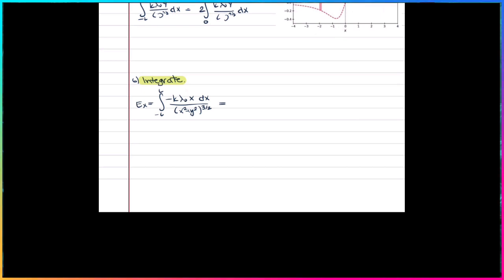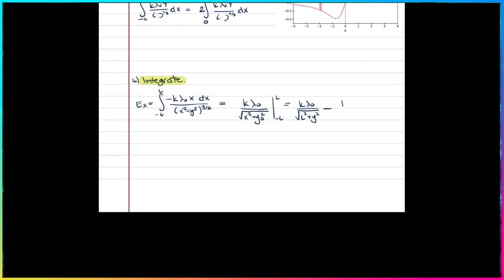Trig substitutions, of course, you can do those trig substitutions, and the antiderivative ends up becoming k lambda naught over the square root of x squared plus y naught squared, and then that's evaluated from L to negative L. And lo and behold, the lambda naught is a constant, so it looks like it's just k lambda naught. Then I'll plug in L for x, so L squared plus y squared, and I subtract what I get when I plug in negative L.